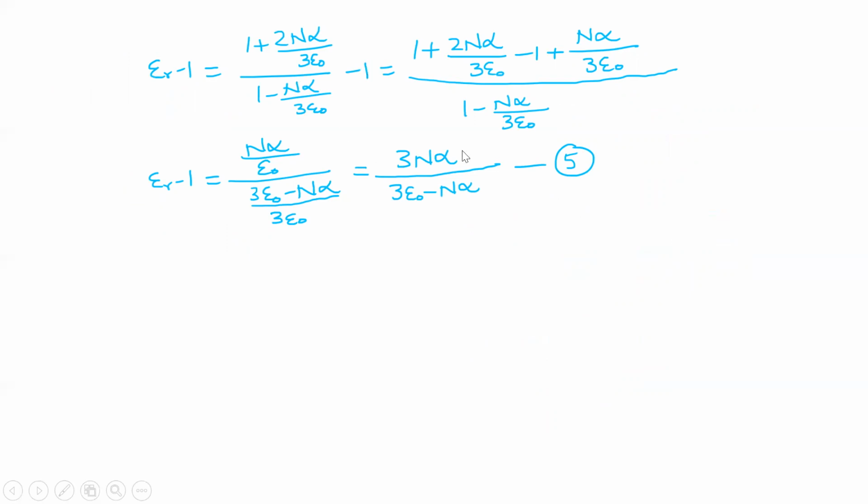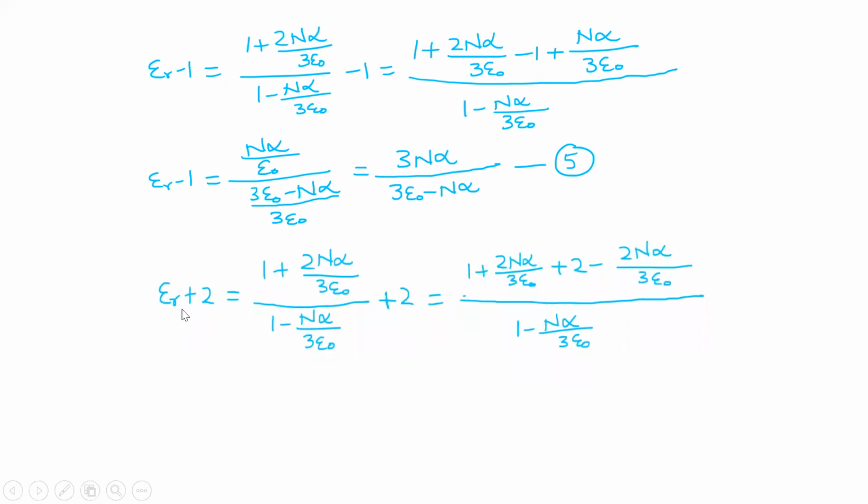When we subtract 1 and simplify and calculate, we get n alpha by epsilon naught by 3 epsilon naught minus n alpha by 3 epsilon naught. Then it yields this equation: 3 n alpha by 3 epsilon naught minus n alpha. So this is the fifth equation. Here we find epsilon naught r minus 1, where epsilon naught r is the electric permittivity of the material, and you know n is the number of atoms per unit volume, and alpha is the polarizability.